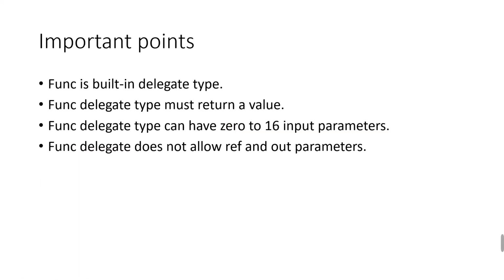So let's go through the important points regarding Func. Func is a built-in delegate type that is defined by .NET. A Func delegate type must return a value, which is the last parameter of the delegate. A Func delegate type can have 0 to 16 input parameters. That means any function that has 1 to 16 input parameters and one output can be called through Func. A Func delegate does not allow ref and out parameters inside its definition.